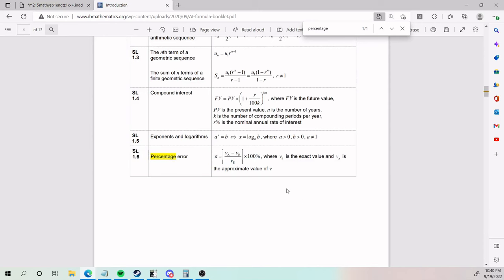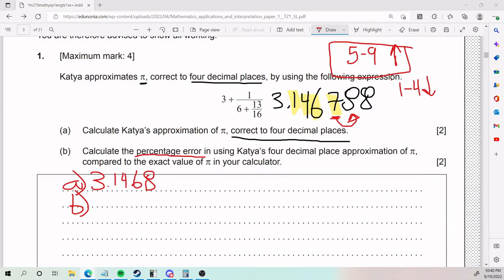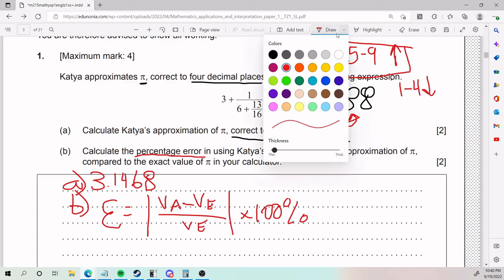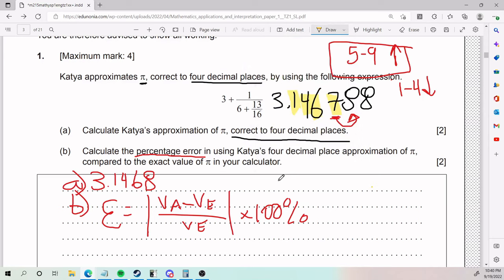¿Cierto? So we have VA minus VE divided by VE. I'm gonna pull this on the side, but you know that it's in your formula booklet. We have E being equal to absolute value of VA minus VE divided by VE. All of this times 100%, see? So relatively easy, just make sure that you are organized in your steps. The VA, we said, was approximate, see? The VE is like the actual one or the exact. So exact is going to be pi on calculator. Approx is going to be 3.1468, which is from part A, see?